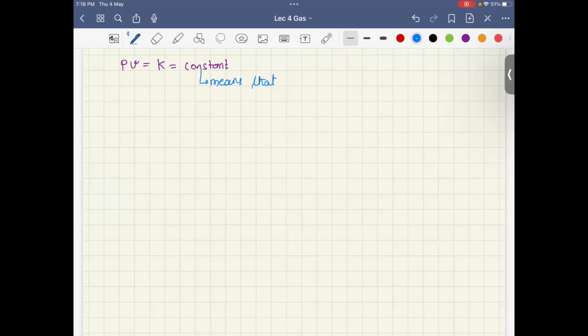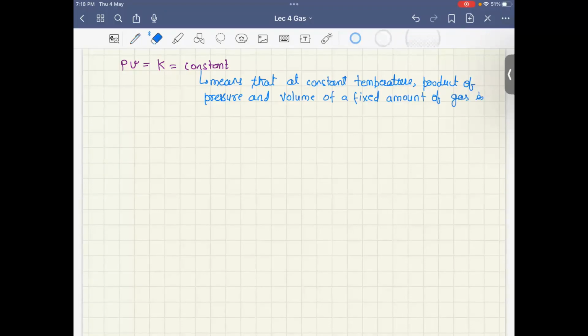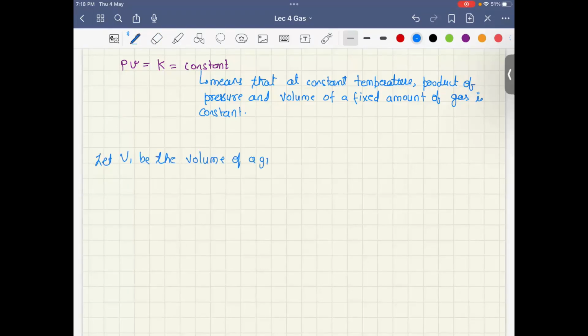So this means that at constant temperature, the product of pressure and volume of a fixed amount of gas is constant. Now let us take a case. Let V1 be the volume of a given mass of gas at pressure P1 and at temperature T1.